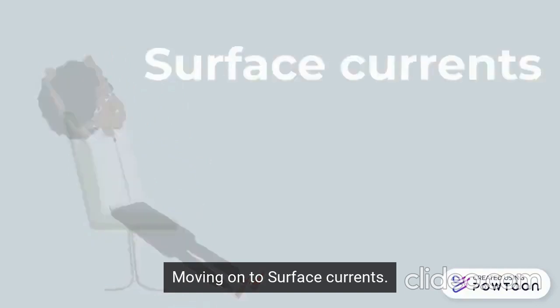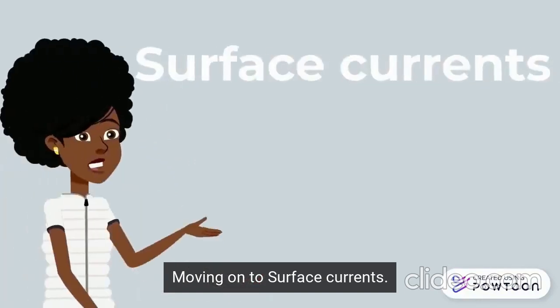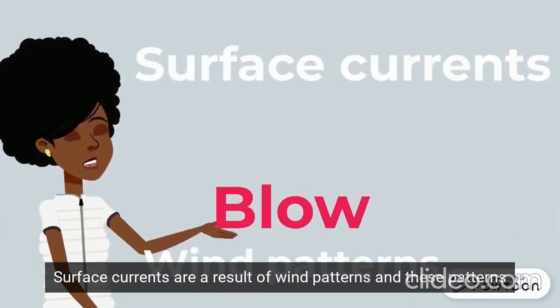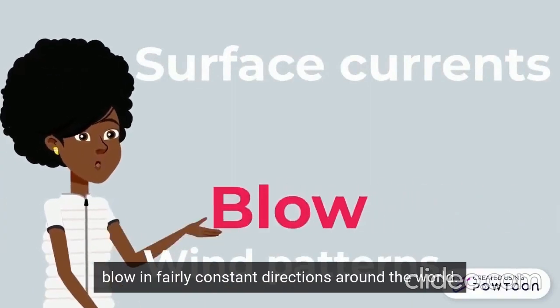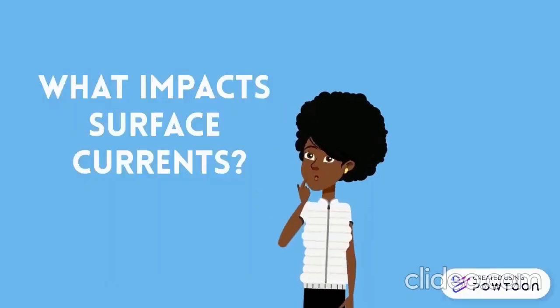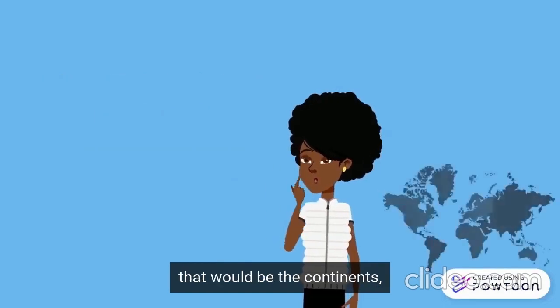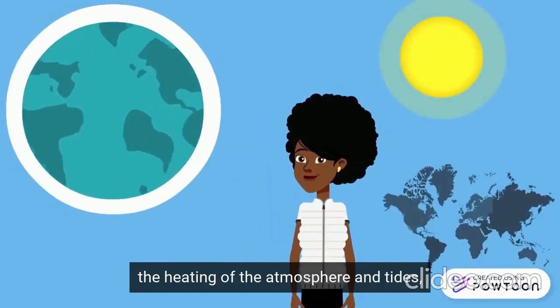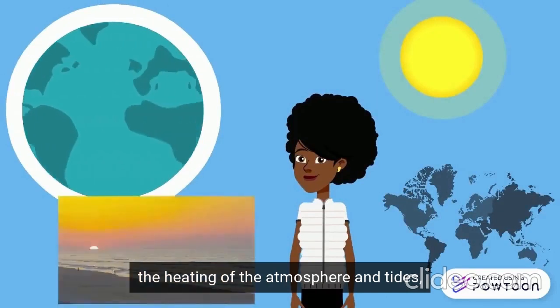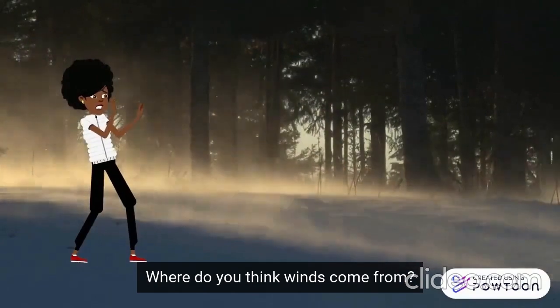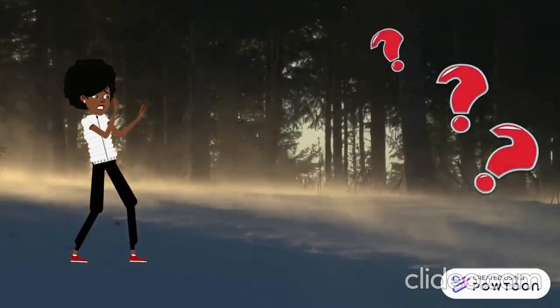Moving on to surface currents. Surface currents are a result of wind patterns, and these patterns blow in fairly constant directions around the world. So, what do you think impacts surface currents? That would be the continents, the rotation of the planet Earth, the heating of the atmosphere, and tides, which we learned last class. Where do you think winds come from or are the result of?